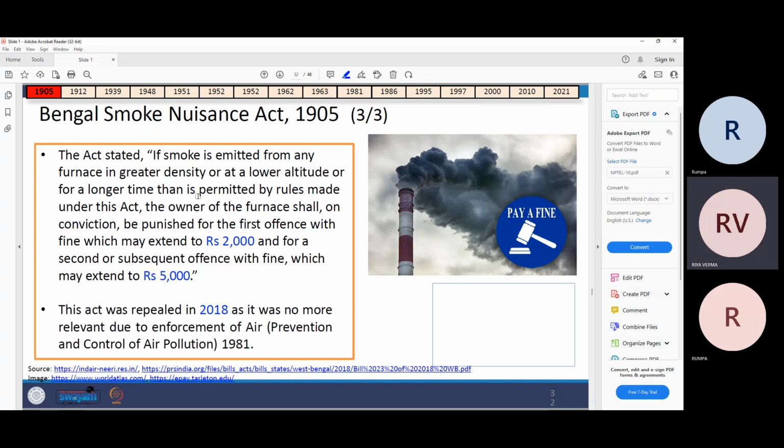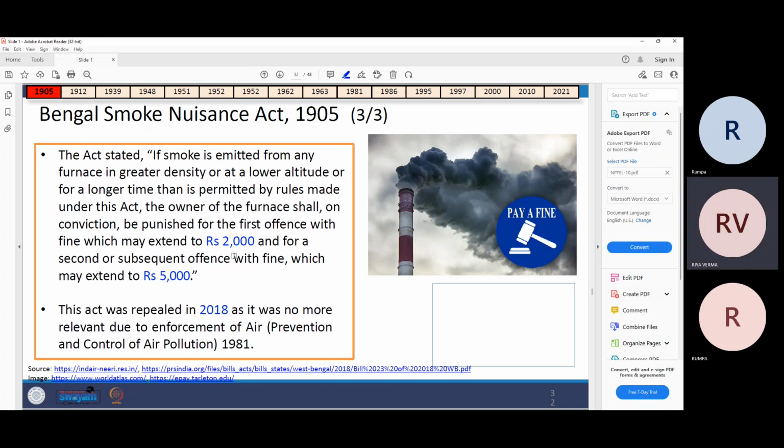According to this act, if a smoke is emitted from any furnace in greater density or at a low altitude or for a longer time than is permitted by rules made under this act, the owner of the furnace shall, on conviction, be punished for the first offence with a fine which may extend to rupees 2000, and for a second or subsequent offense with a fine which may extend to rupees 5000.